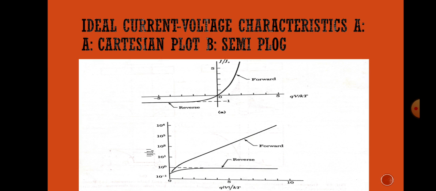In the reverse direction, the current density saturates at minus Js, as we have shown here in this diagram.